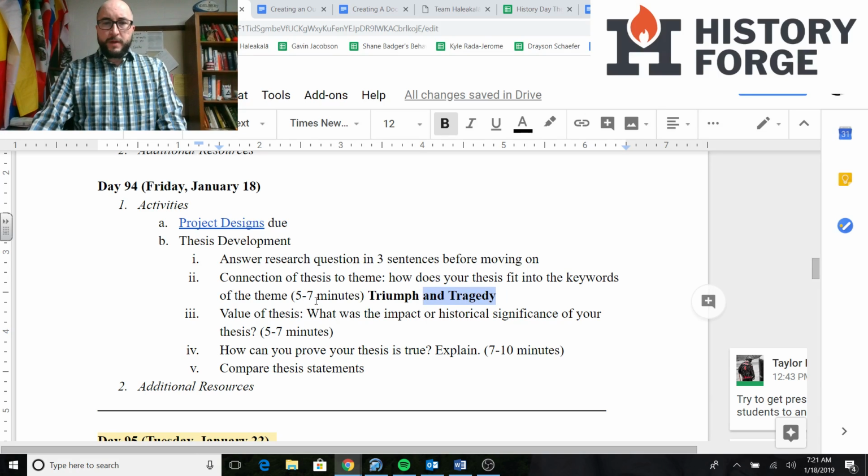Make sure, I want you guys to look at your thesis for about 5 to 7 minutes. Keep your own time, and I want you to try to connect it. Even if you already have the words triumph and tragedy in there, I want you to still do a look over. Maybe rewrite some things. How can triumph and tragedy become more part of your thesis? Is your thesis not specific enough? Are there ways to make it more specific with triumph and tragedy?